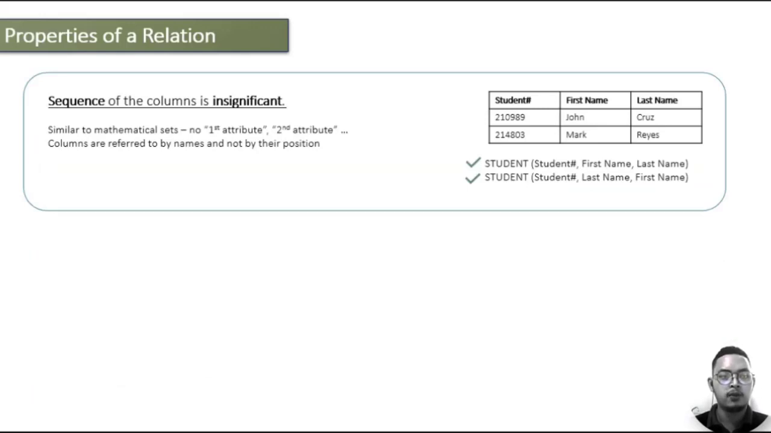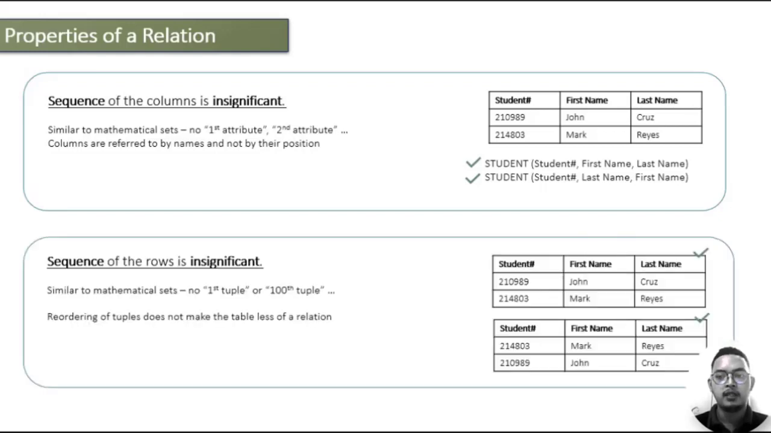Next, we have sequence of columns is insignificant. This property states that the ordering of the columns in the relational table has no meaning. Columns can be retrieved in any order and in various sequences. The benefit of this property is that it enables many users to share the same table without concern of how the table is organized. It also permits the physical structure of the database to change without affecting the relational tables, like this one.